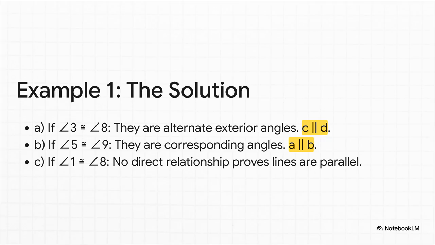And finally, part C, with angles 1 and 8. These two don't really have one of those special relationships we can use. So even if we know they're congruent, it doesn't actually prove any of the lines are parallel. It's a bit of a trick question.